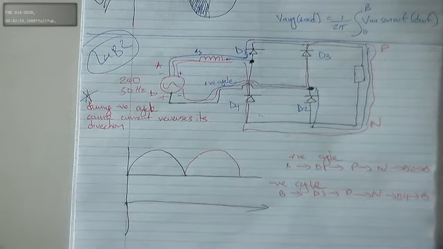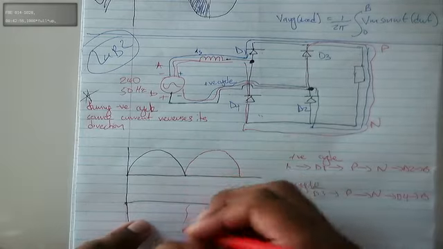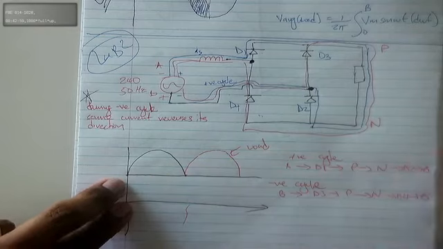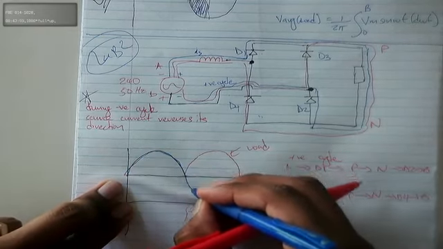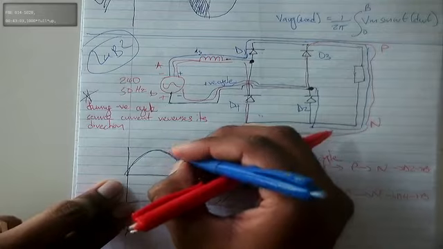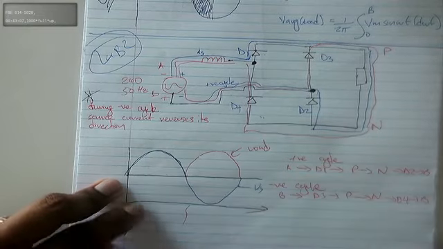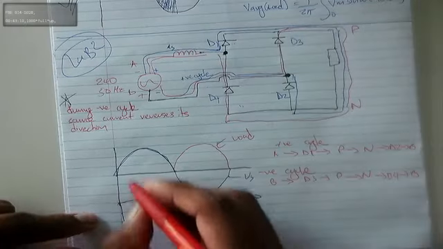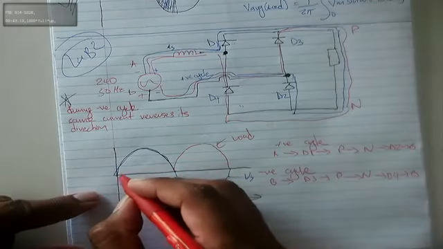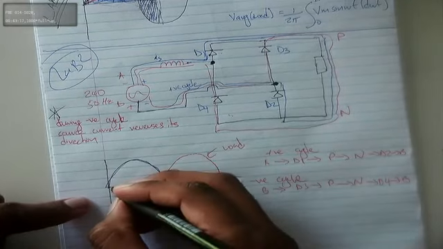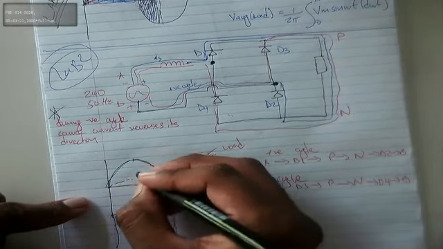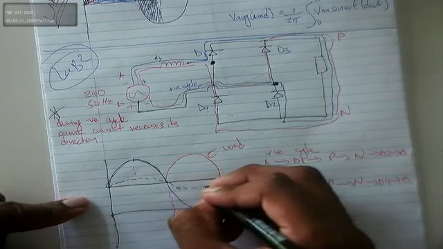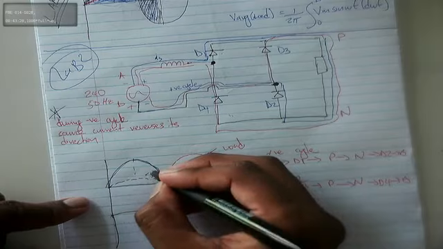We are going to have our current, so this is V load, and we can say this was Vs, this is V source, and our I source is going to look something like this. Let me just draw it on the same graph. So this is my I source, I S.